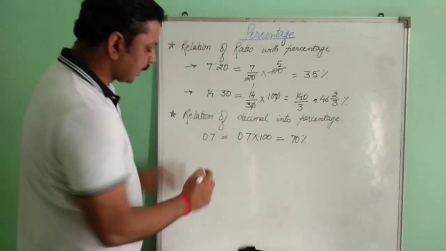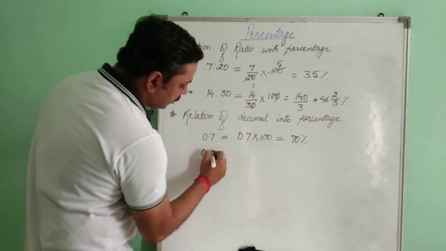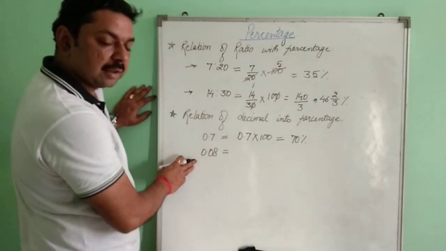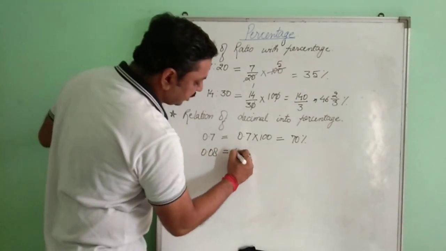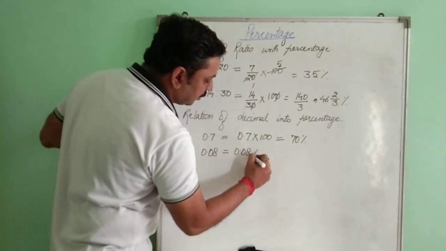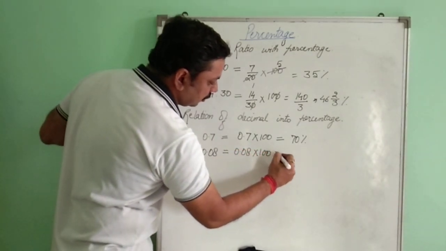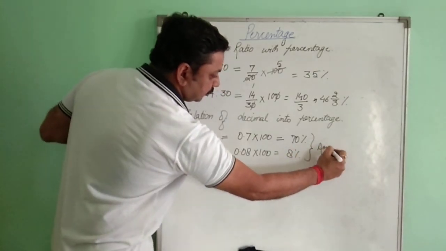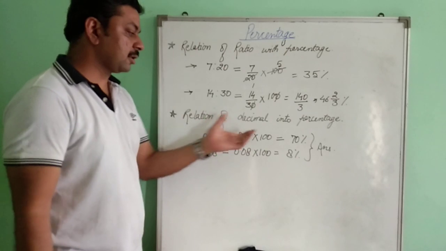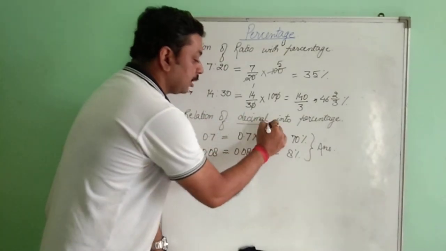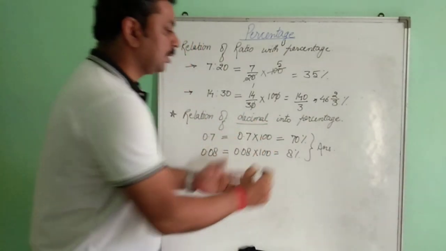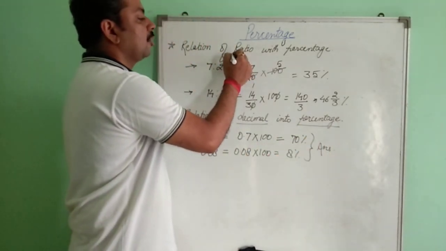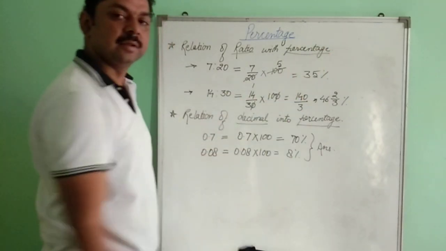Clear with this? Now again, 0.08. Clear? For example, if this is the value being given to you, what are you going to do? 0.08 multiplied by 100, you will get 8%. Clear? This is your relation of decimal into percentage. This is your relation of ratio into percentage. Clear?